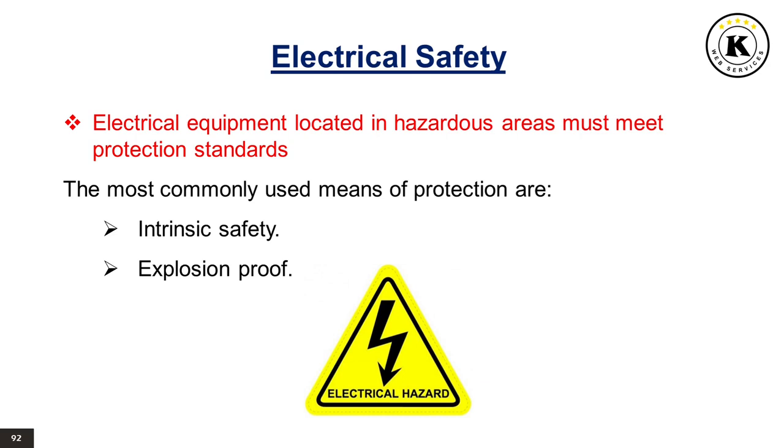Meaning that the enclosure of the electrical equipment, classified as explosion proof, must be able to internally withstand any internal explosion and any sparks generated internally, preventing these sparks from igniting any vapors, gases, fibers, or dust in the surrounding environment.